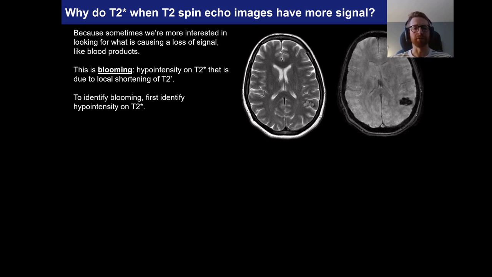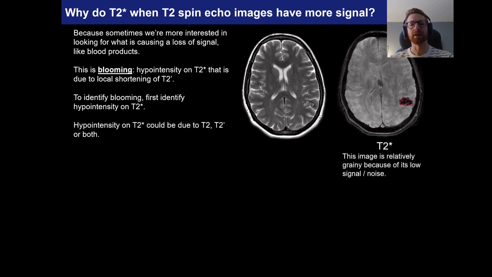To identify blooming, the first step is to identify dark signal on the T2 star image. So which of these is the T2 star image? To review, we know that they're both T2 weighted images because the white matter is dark relative to the gray matter. And we know that they're either T2 or T2 star weighted images because the CSF is bright relative to the white matter. In order to find the T2 star image, we just look for which image is grainier, essentially, and that's going to be this one. So there's the hypointensity on T2 star.